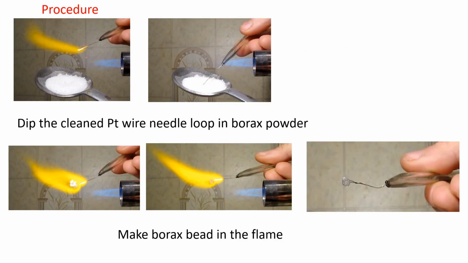Here what you have to do in this process, first of all, you have to clean the platinum wire by heating in the oxidizing flame, so that if any other salt was adhered on it, it will give the coloration. First of all, you have to heat it and make it completely clear. Then you have to dip this loop of the platinum wire into the borax, and then you have to heat in the flame to make the borax bead.